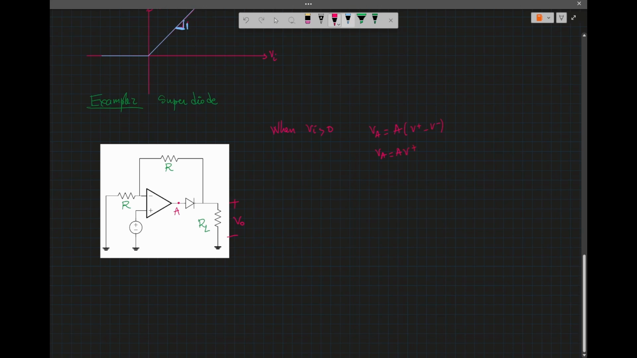Well, I would say VA is positive. So when VA is positive and goes above some threshold, then the diode will conduct. So when the diode is on, then we can replace it by a constant voltage source.